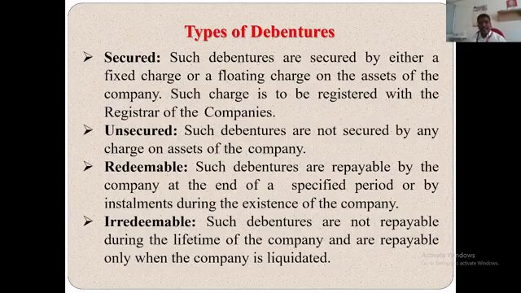Unsecured debentures: such debentures are not secured by any charge on the assets of the company. Redeemable debentures: such debentures are repayable by the company at the end of a specified period or by installments during the existence of the company. At the end of the expiry date, the company redeems them. Irredeemable debentures: such debentures are not repayable during the lifetime of the company and are repayable only when the company is liquidated, that is, on winding up of the company.